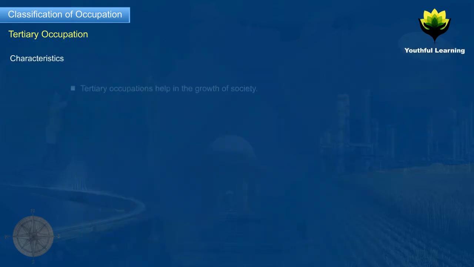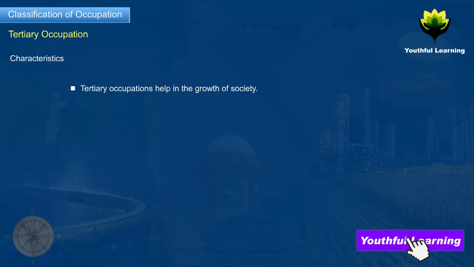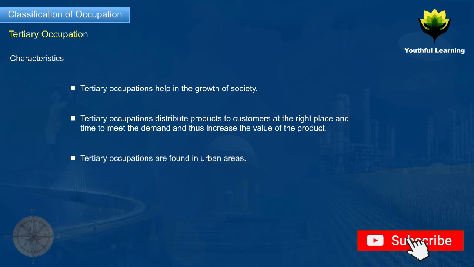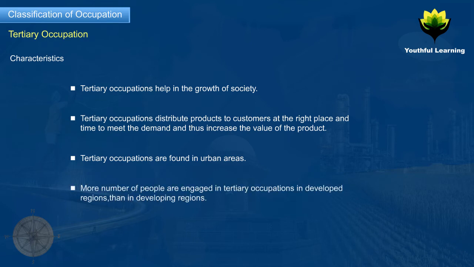Characteristics. Tertiary occupations help in the growth of society. Tertiary occupations distribute products to customers at the right place and time to meet the demand and thus increase the value of the product. Tertiary occupations are found in urban areas. More number of people are engaged in tertiary occupations in developed regions than in developing regions.